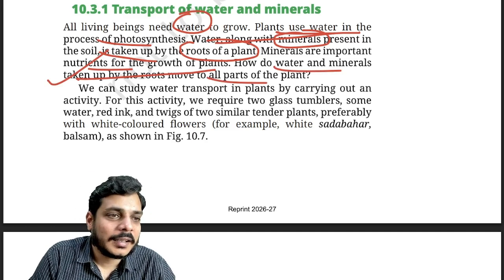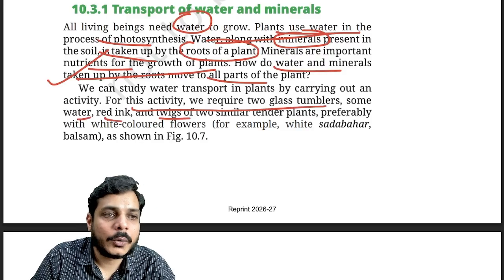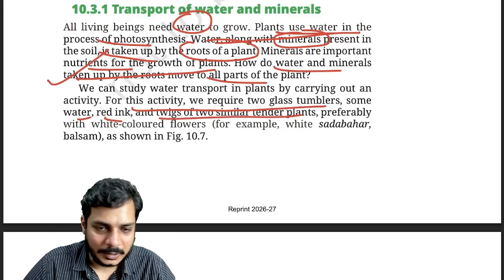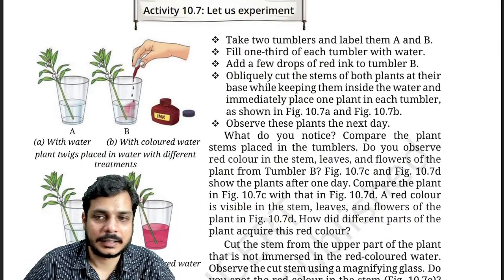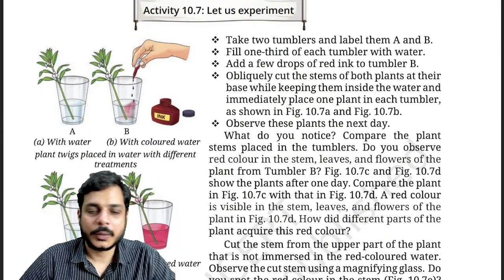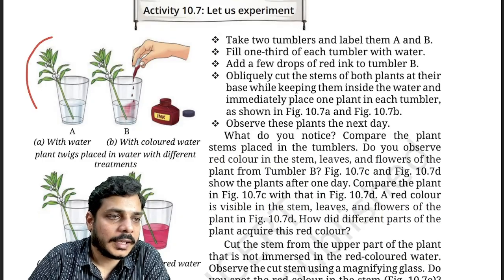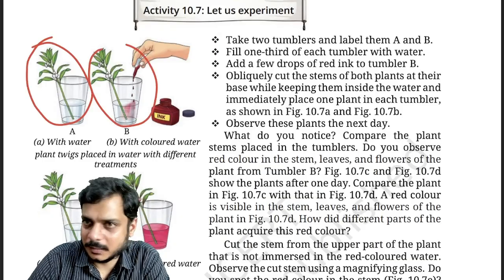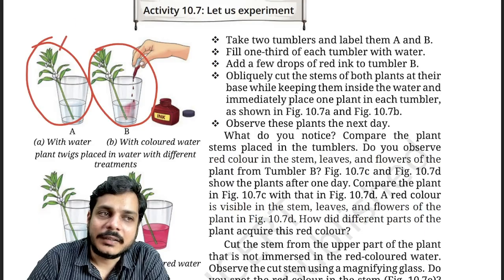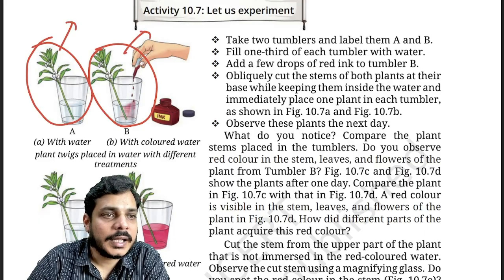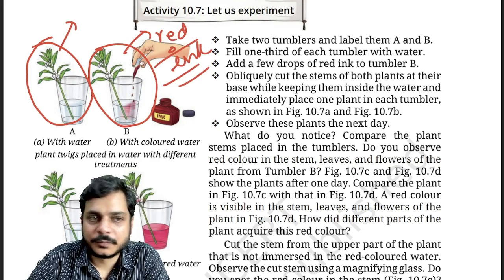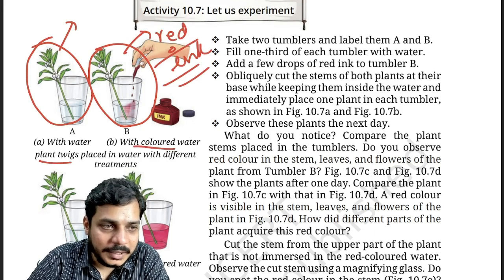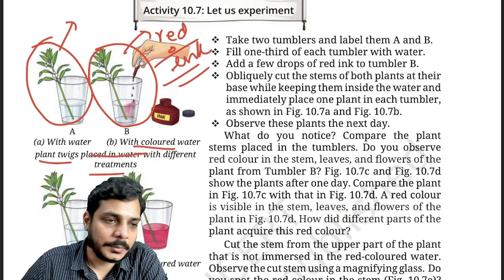In this activity, we require 2 glass tumblers, some water, red ink, and twigs of 2 similar tender plants. Okay, let us see what happens. So you see this experiment. We are taking 2 glasses of water and inserting 2 similar twigs. In one we are leaving the water just like that, and in the other we are adding red ink. This is colored water. We are placing the twigs into the water with different treatments.